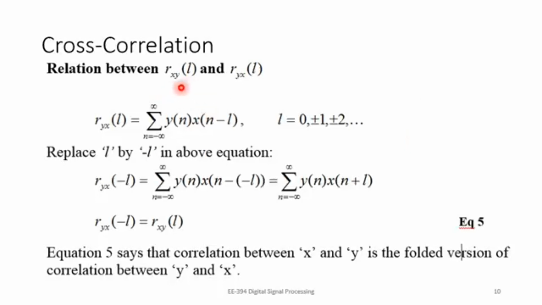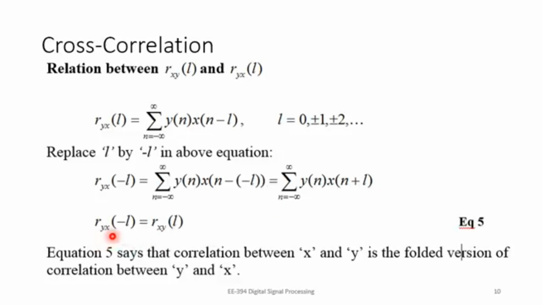Obviously it is easy to see through this computation that if we compute rxy and then we compute ryx, then basically the results will be the same, except that these results will be a folded version of one another. It's very easy to see that if in the formula of ryx of L we replace L by minus L, then y of n remains y of n, but x of n minus L becomes x of n plus L. So y of n into x of n plus L, this is the formula for rxy. So here you see that rxy of L is basically a folded version of ryx.